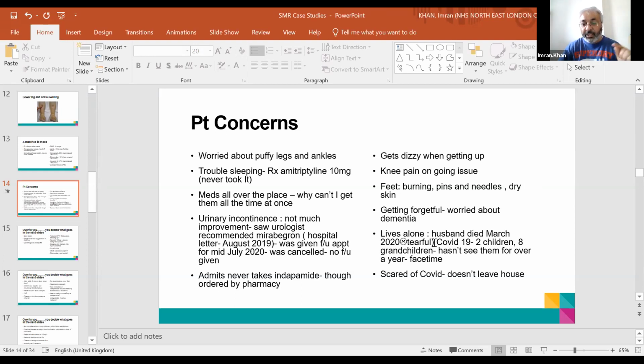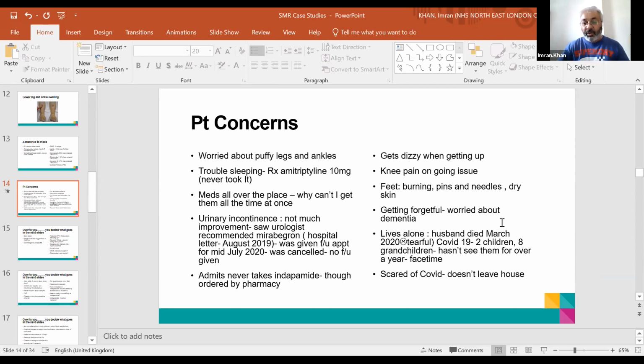Look at this. Husband died of COVID. As she's talking to you, she's crying. She hasn't seen her children or grandchildren. What bereavement counselling has she had? Has she had any support? What about social? Somebody did mention social prescriber. She needs to get out of that house. She needs to talk with other people. She needs some kind of life, right?